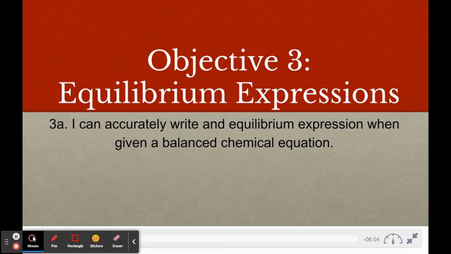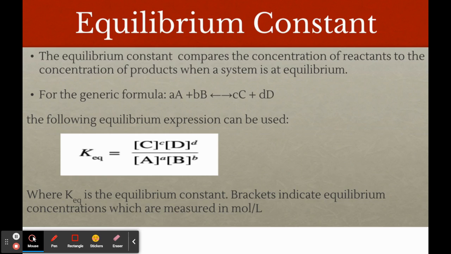Hello, this is Mrs. Decker, and this is Objective 3A. I can accurately write an equilibrium expression when given a balanced chemical equation.